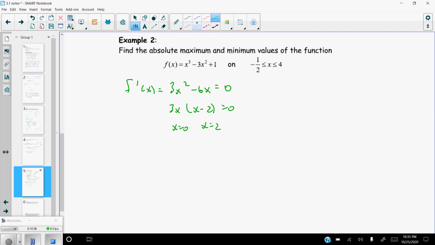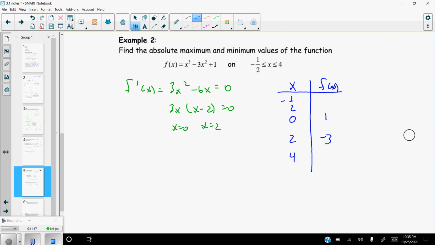So the easiest thing to do here is just to set up a chart. We'll put our x values here, we'll put our function values here, and we'll evaluate. We're going to evaluate them at 0 and 2 because those are the critical values, and at -1/2 and at 4. Now I do want the function values, so we plug these back into the original function, f of x. So plugging 0 in, that's the easy one. That's just going to give us 1. If we plug in 2, that's going to be 2 cubed is 8 minus 3 times 4, so 8 minus 12 is -4 plus 1 is -3.